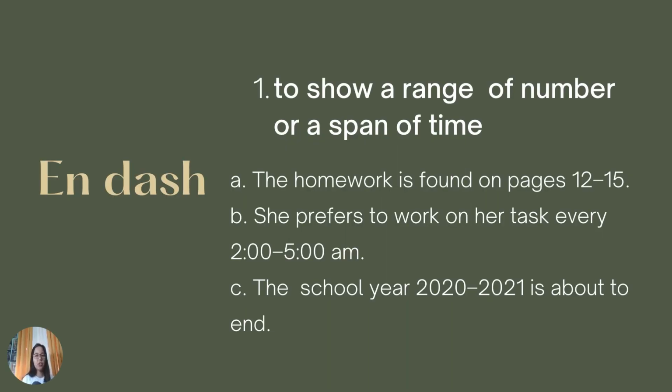Okay, when to use an en dash? One is to show a range of numbers or a span of time. This one, take note, before with the hyphen, a hyphen is used to join words that work as one. Here, an en dash is just to show a range of numbers or a span of time. It is usually read as "to" or "through."